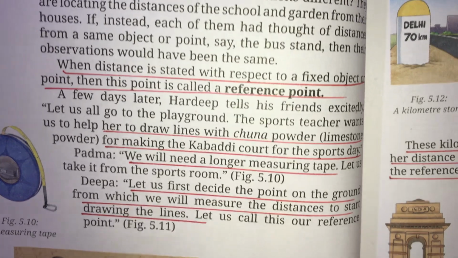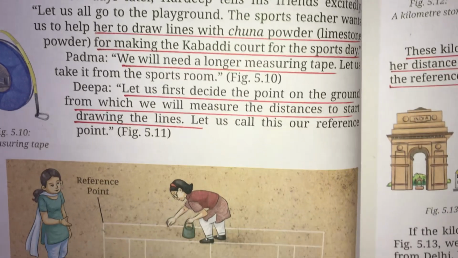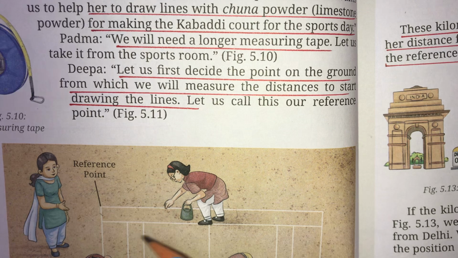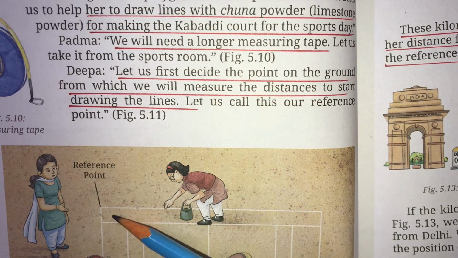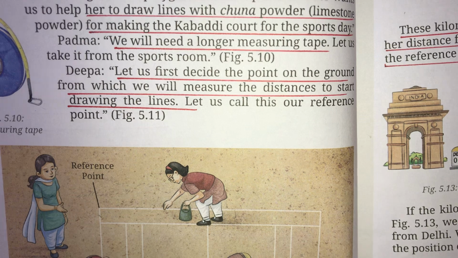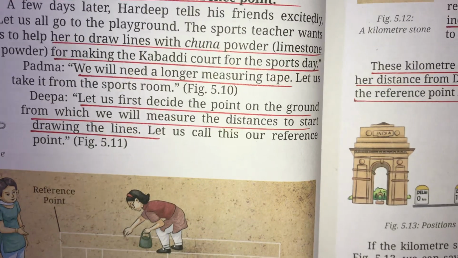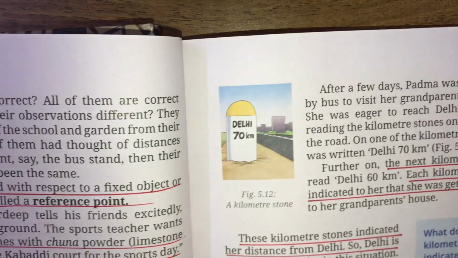For example, the girls are drawing the kabaddi court with chuna powder from a reference point, following the instruction of how many meters it should be. Thereby they measure from the reference point, then draw the line. So distance is always measured with the reference point. Thereby it will give the correct distance.